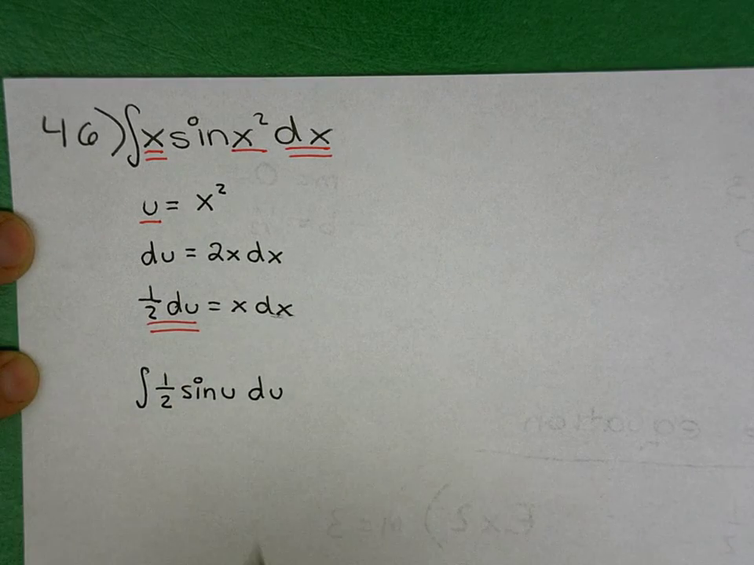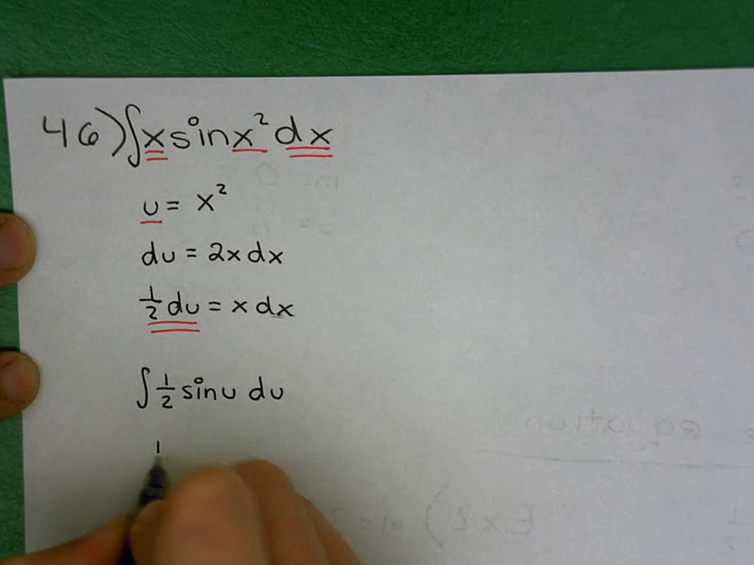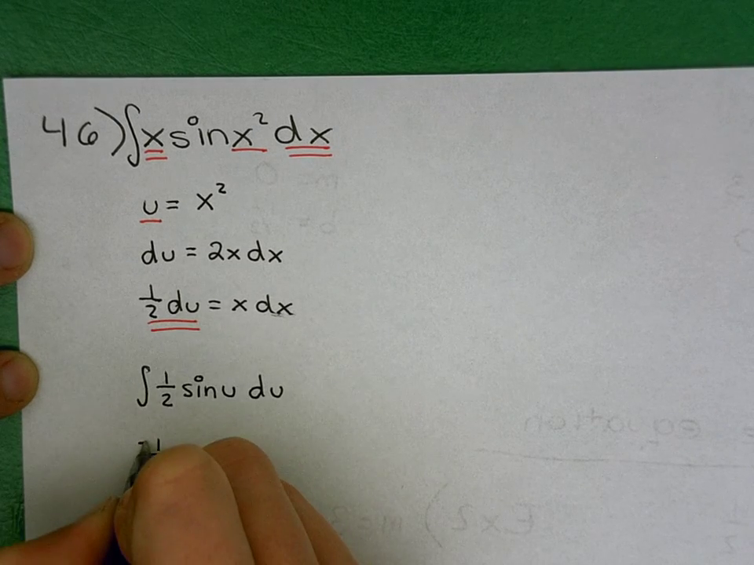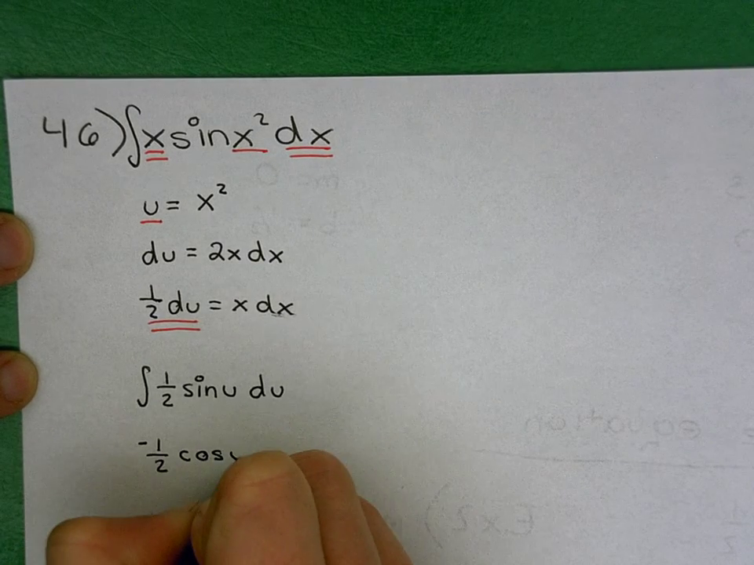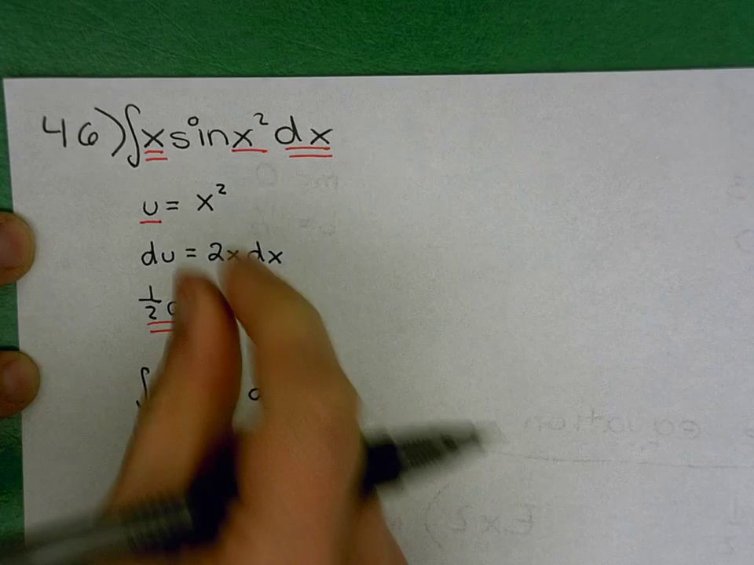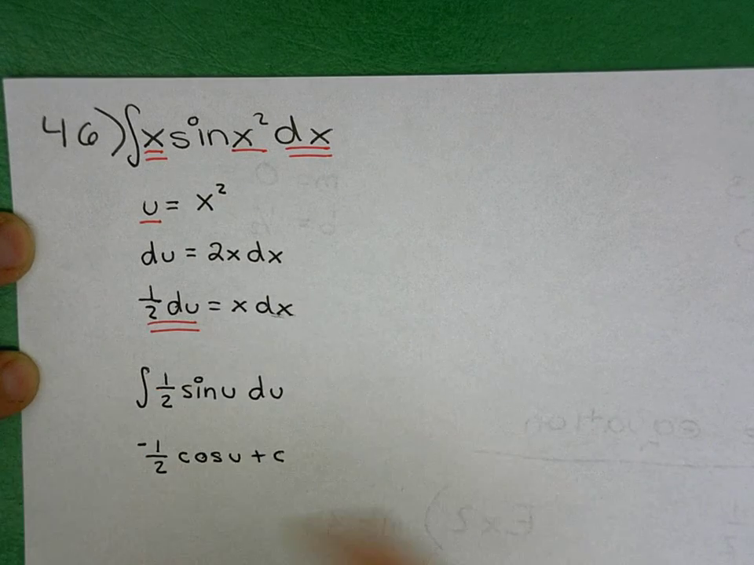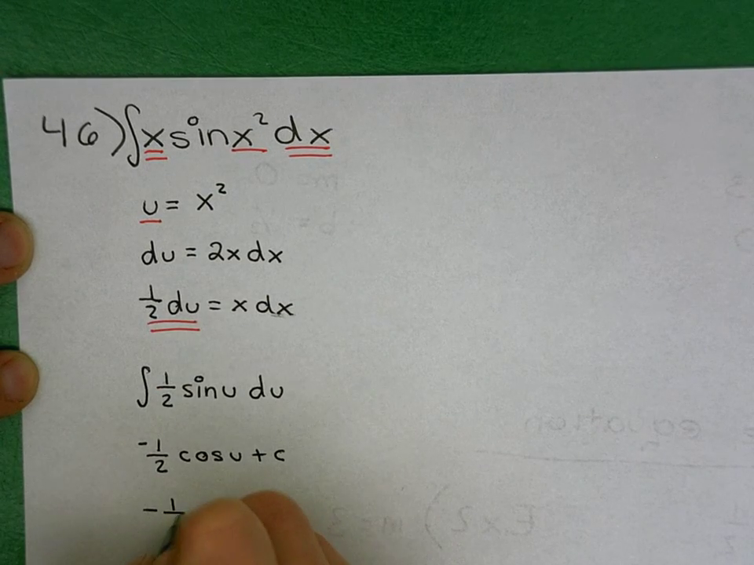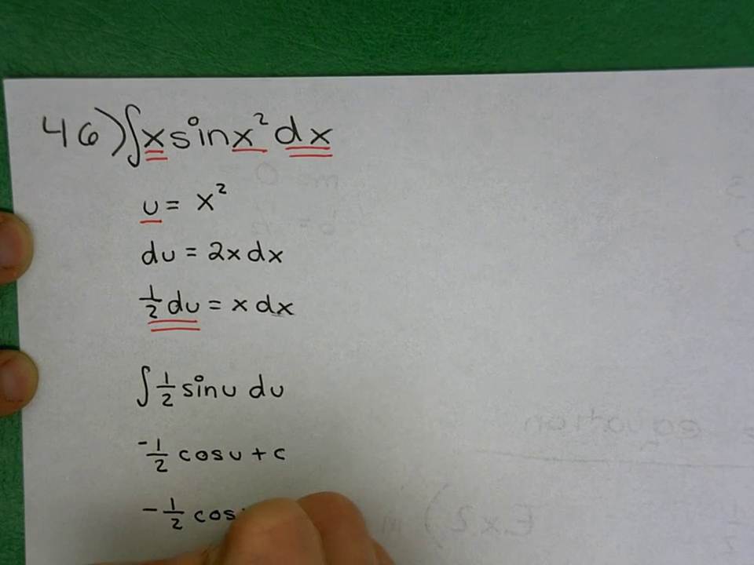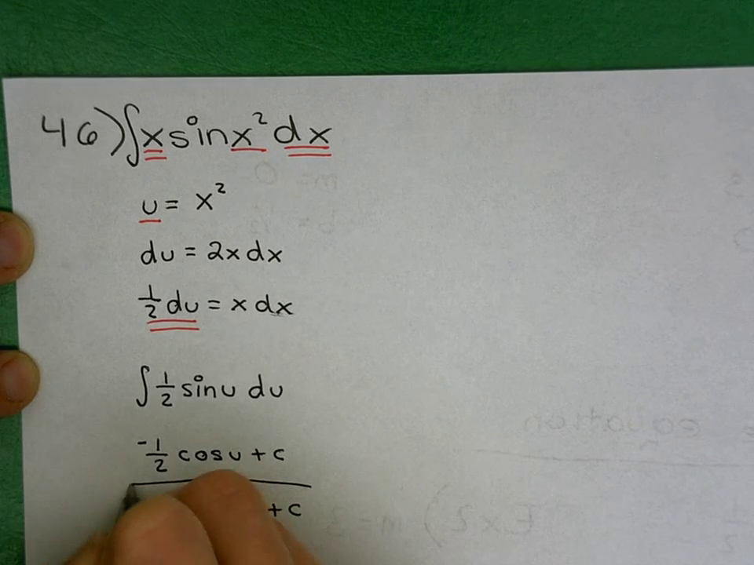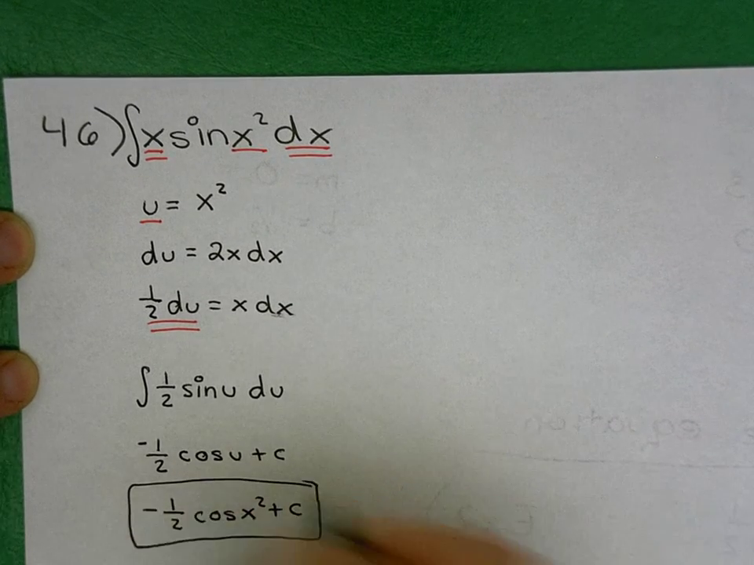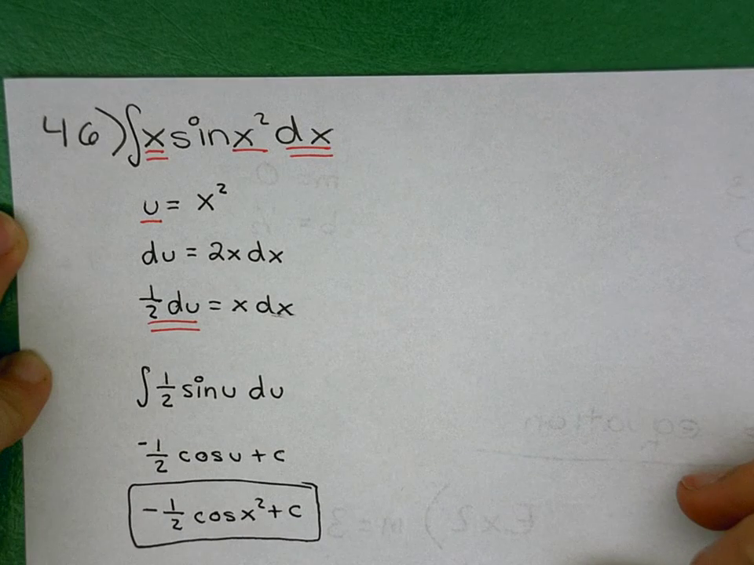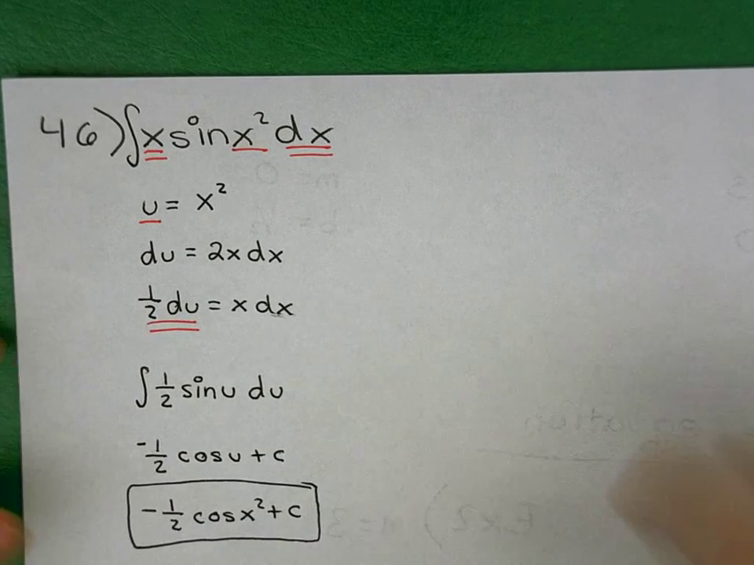Okay, and so this is a trig one, and the antiderivative of sine is negative cosine. And then we're going to take our x squared and stick it back into the u spot. So there's your u du process.